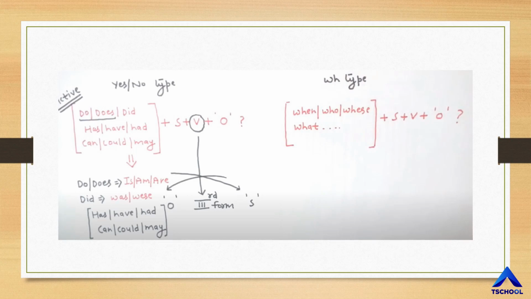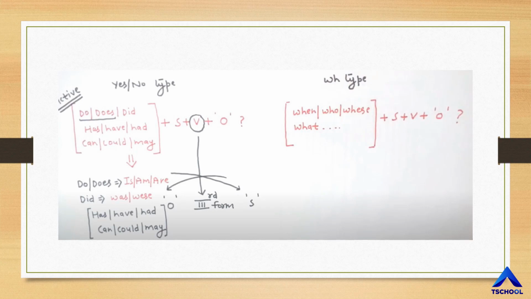These things we have already discussed in part 1, the 4 forms of the verbs. If talking about did, it represents the second form of the verb. If it is the second form, then we are going to use was or were. I repeat, was or were, while changing from active to passive.